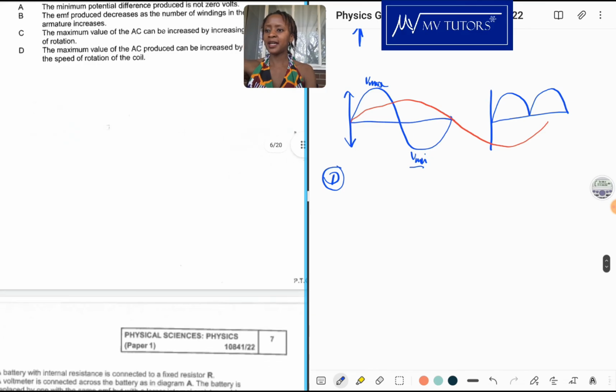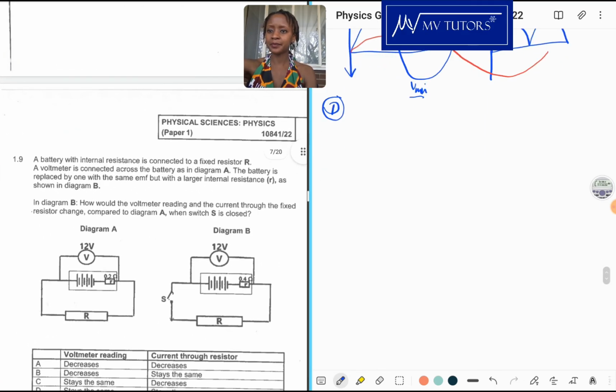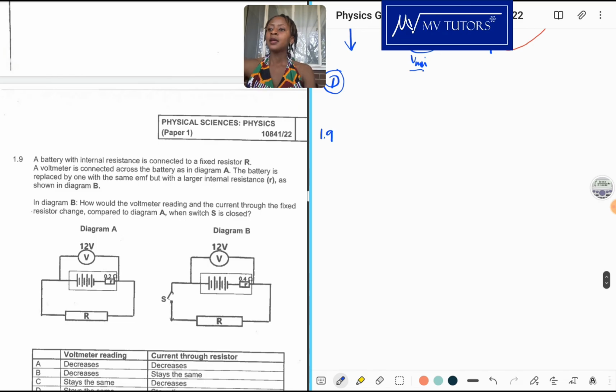And then 1.9, we are almost there. A battery with internal resistance is connected to a fixed resistor R. A voltmeter is connected across the battery as in diagram A. The battery is replaced by one with the same EMF but with a larger internal resistance as shown in B. In diagram B, how would the voltmeter reading and the current through the fixed resistor change compared to diagram A when switch S is closed?